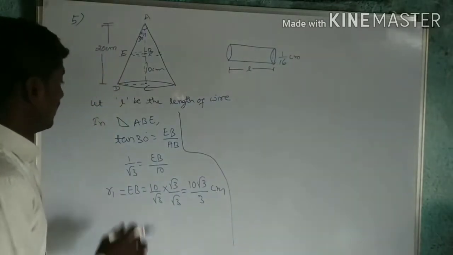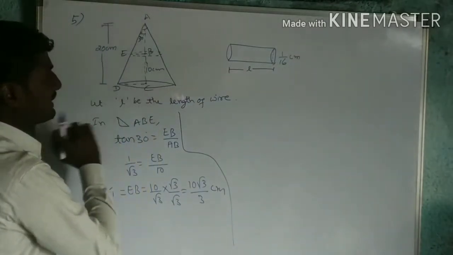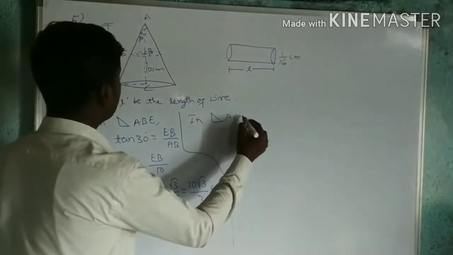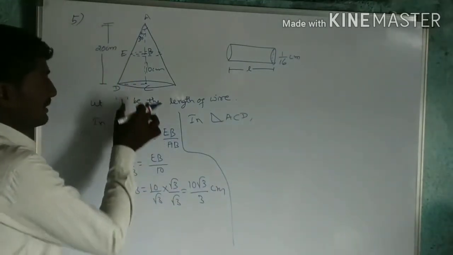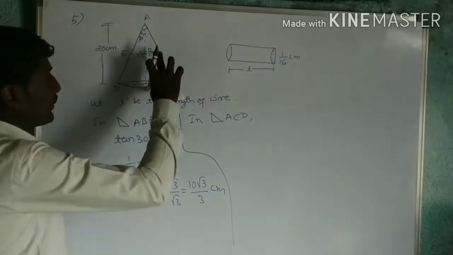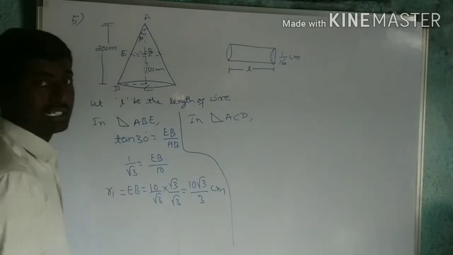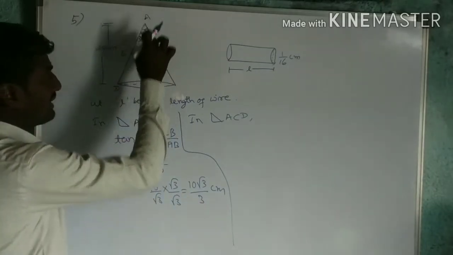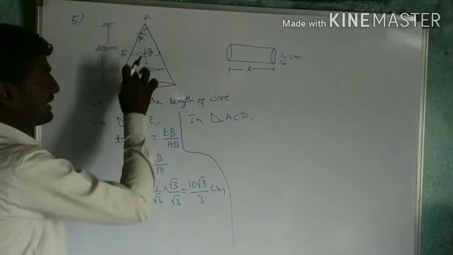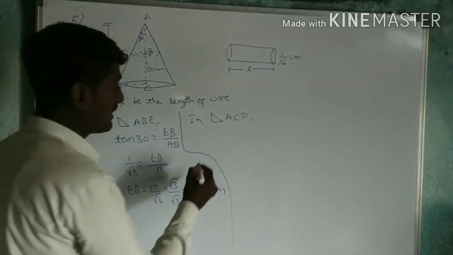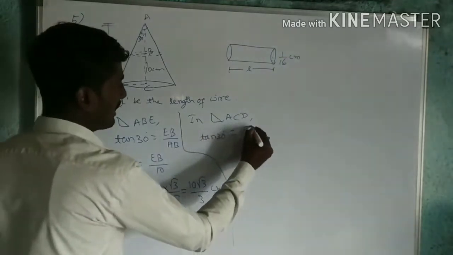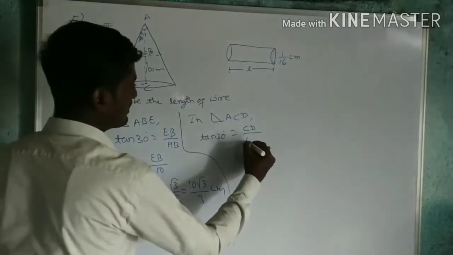Now next, I will go for another triangle ACD, with 90 degrees at angle C. In right angle triangle ACD, again we want another radius of the frustum of cone, that is CD. We know AC. AC is 20 centimeters, they gave. So AC is known, CD we have to find. For the angle 30 degrees, opposite by adjacent, again it is tan 30 degrees. Tan 30 degrees is equal to CD divided by AC.